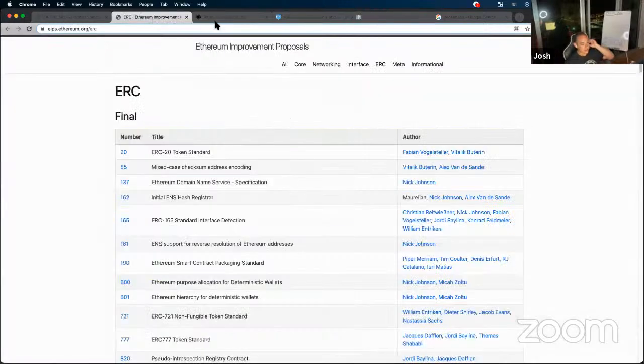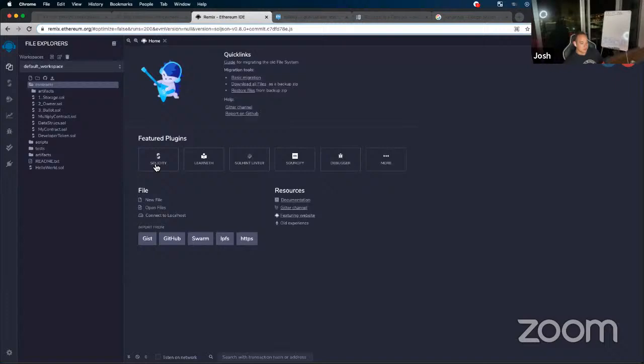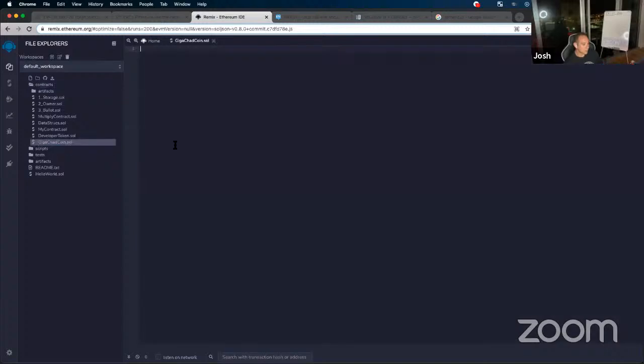So we got our little Remix IDE pulled up here, and I need to make a new contract. So I'm just going to click this little new file button right here. All right, what am I going to call this? Chad coin, right? Giga Chad. Are we going to say Giga Chad coin or Giga Chad token? Boom.